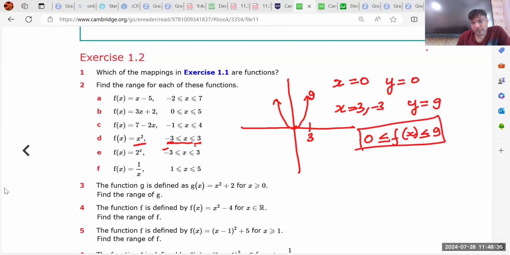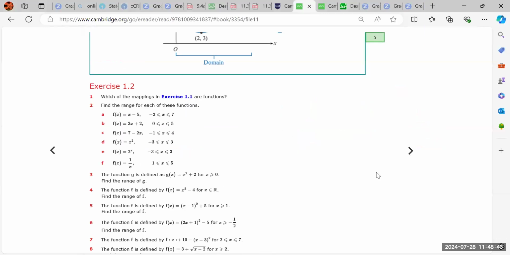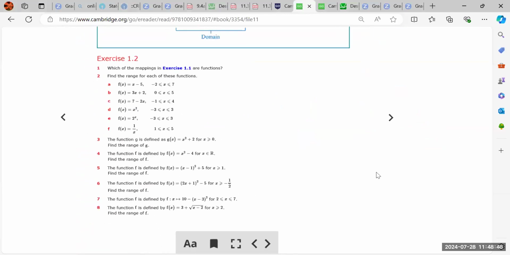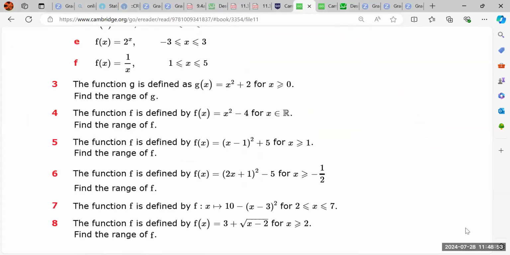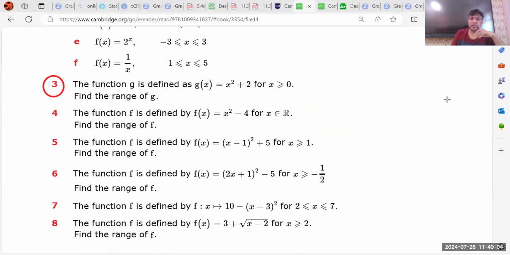Got it? Everyone understood? Yes, sir. Yes, sir. Anvi, keep your camera on. Anvi, have you understood? Yes, let's do the third question. Samay, after doing the question, you can forward the book. Yes, sir.